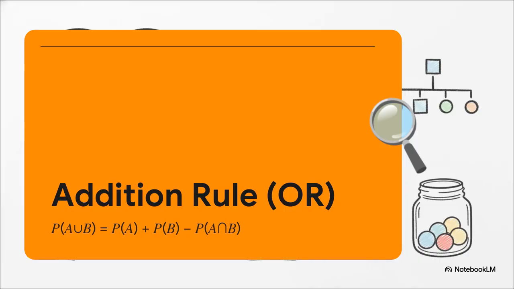And here it is, the rule itself. To find the probability of A or B, you just add the probability of A to the probability of B.